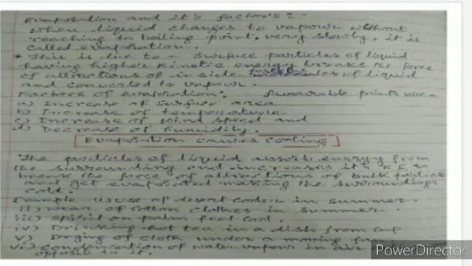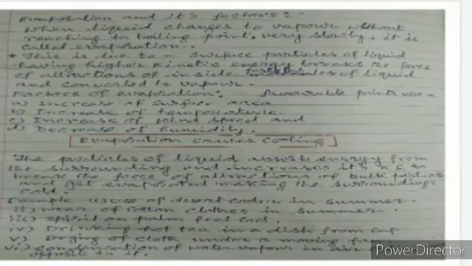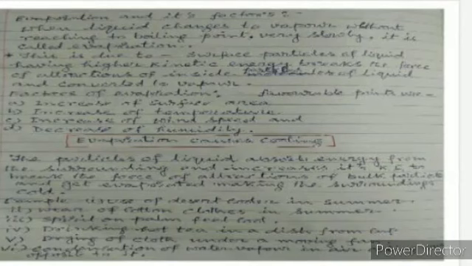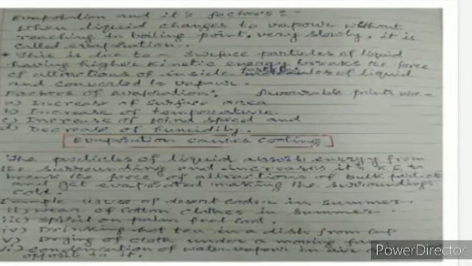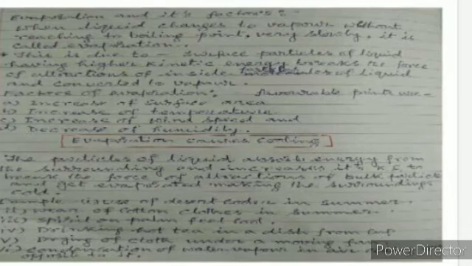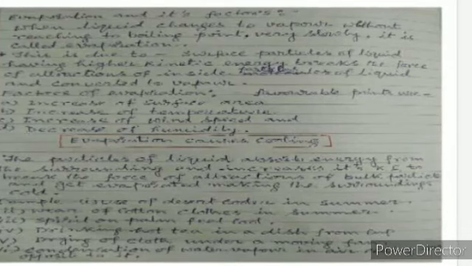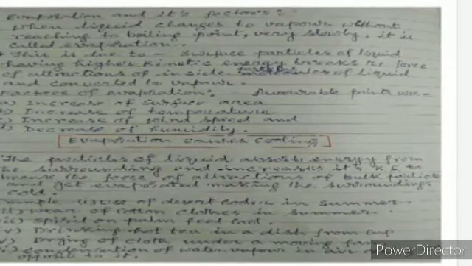Factors of evaporation. Favorable points are increase of surface area, increase of temperature, increase of wind speed, and decrease of humidity. Evaporation causes cooling. The particles of the liquid absorb energy from the surroundings and increase their kinetic energy to break the force of attraction of bulk particles and get evaporated, making the surroundings cold.